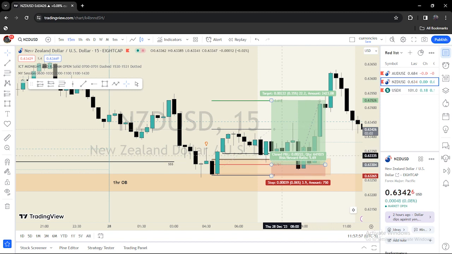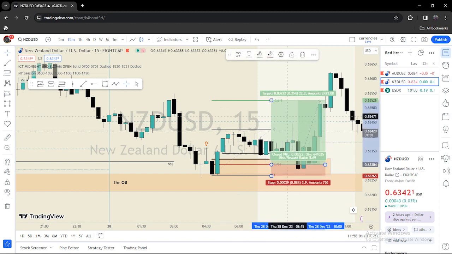The risk to reward ratio was 5.69. It's a good risk to reward ratio. Imagine, even if you are trading a funded account, you just risk 1% of your account. 1%, and you're up 5%. But usually I risk 2%.